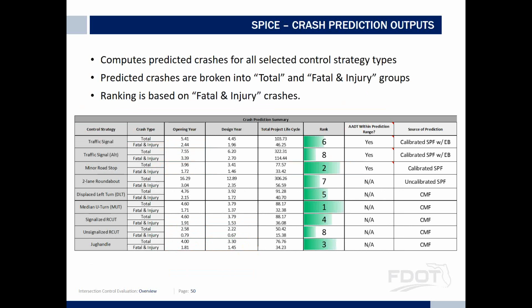Here's the prediction outputs based on, again, either the SPF or the CMF. It goes into the opening year, total crashes, fatal injuries, and then the design year and the total project life cycle. I'll go into some of the calculations of that in the third tool, but that gives you the total project life cycle crash prediction summary. And then the ranking. The one is not going to be on top, but it'll give you the ranking based on the calculations of the fatal injury, FNI, and total crashes.